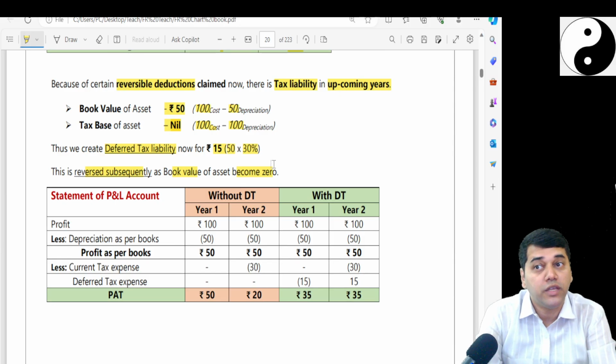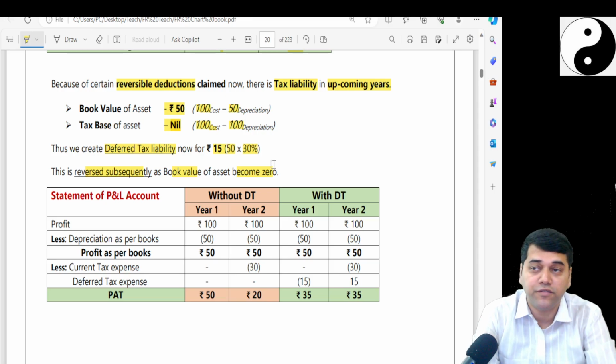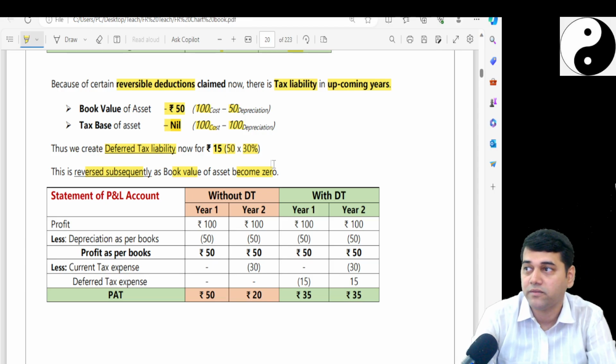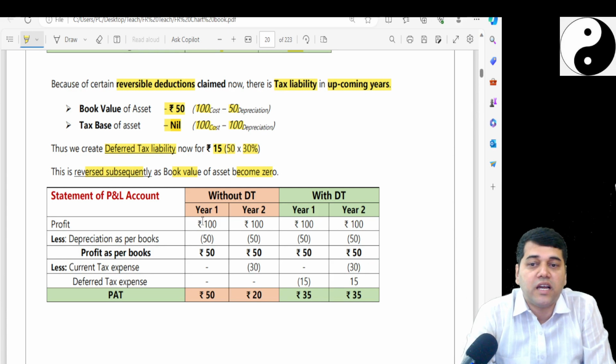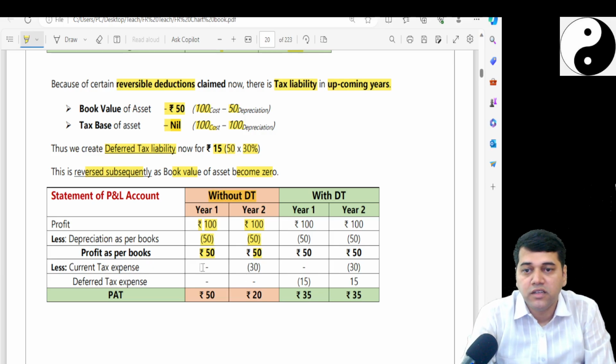Now, I will show you the effect, if you had done deferred tax, how my P&L would have looked. In the first year, this is without deferred tax. Already we have seen 100 rupees, 100 rupees. I claim accounting depreciation 50-50. So my PAT becomes 50-50. Since I didn't apply deferred tax, first year no tax, second year with the tax, 50-20 is my profit.